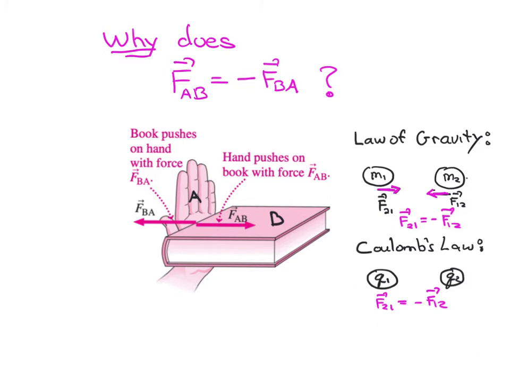That's a detail. The point I wanted to make is that in both these fundamental laws of nature, the law of gravity and Coulomb's law, the sort of mutual interaction builds in the third law. So you could say ultimately the third law is sort of a consequence of these perhaps more fundamental laws, the law of gravity and Coulomb's law.